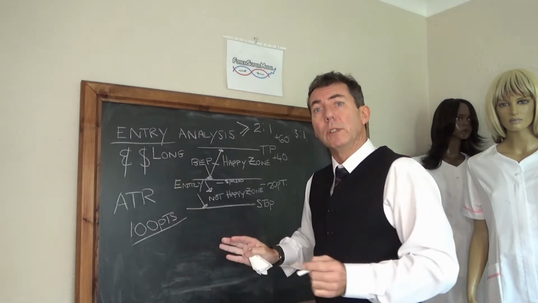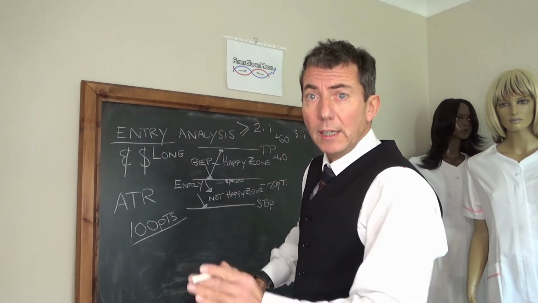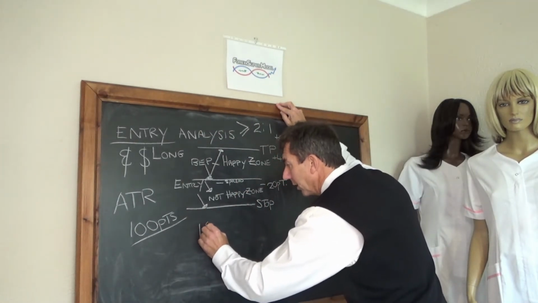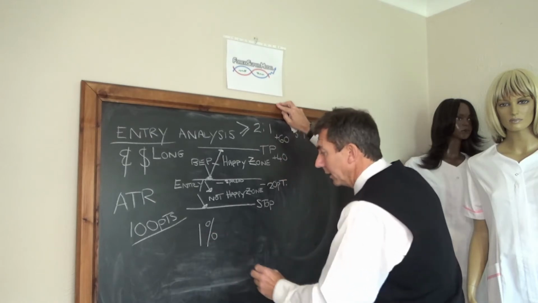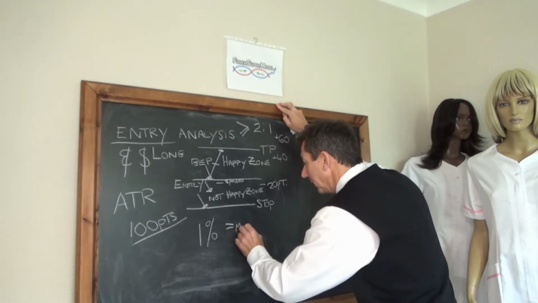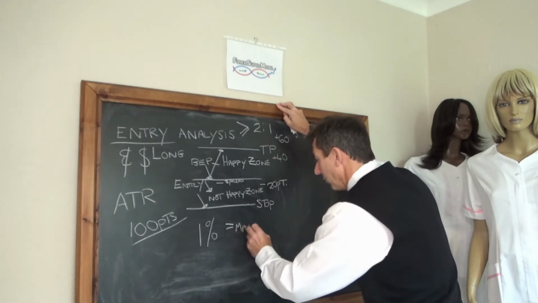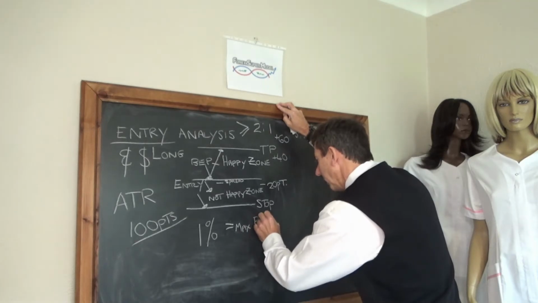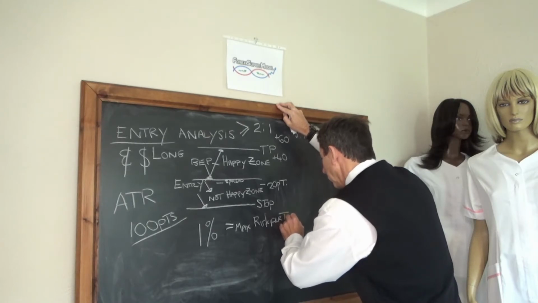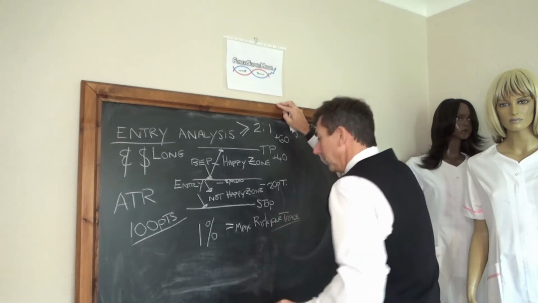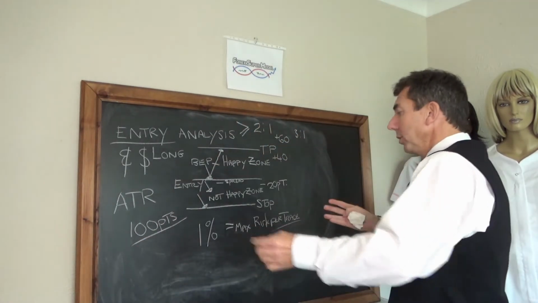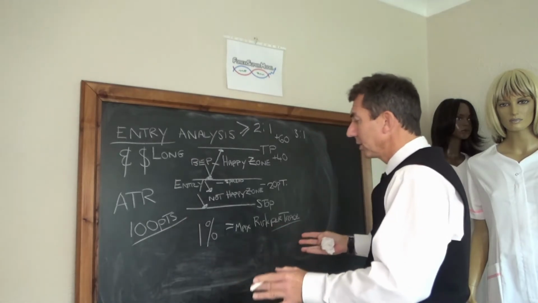And the other conventional wisdom is that people don't like to risk more than 1% of their account on any given trade. So 1% equals max risk per trade. Right. Again, does that sound like you? Maybe.